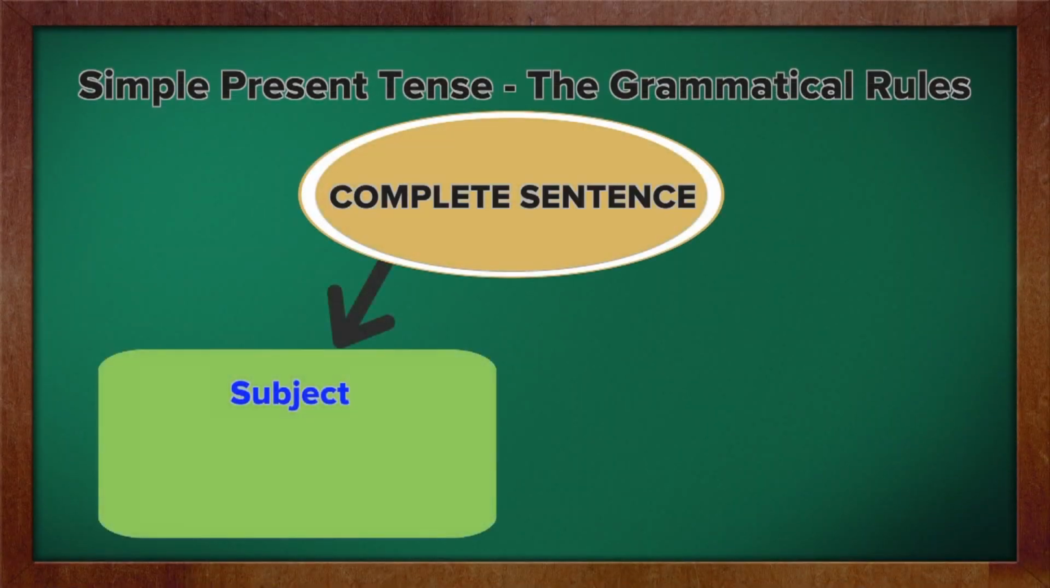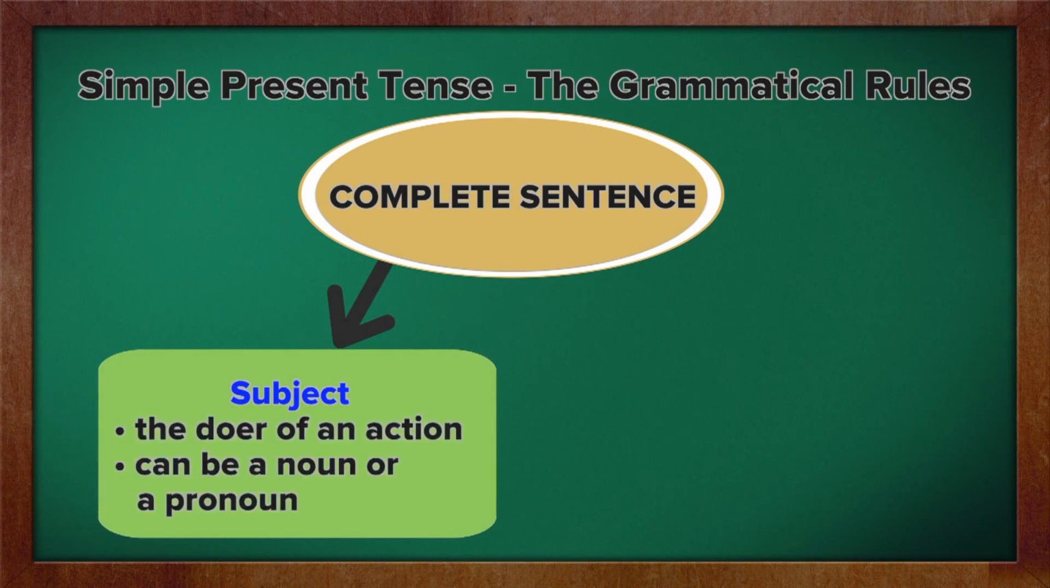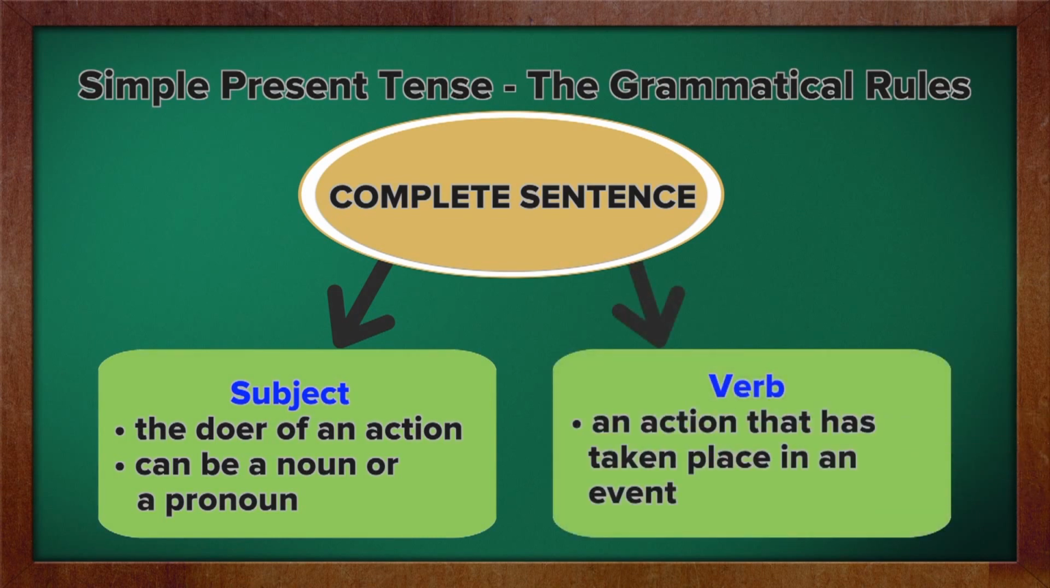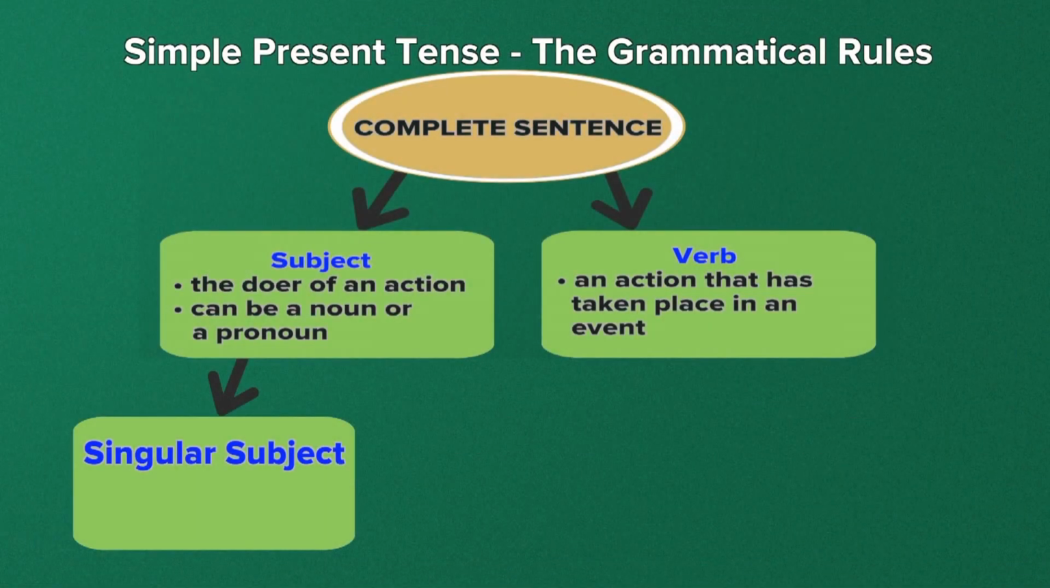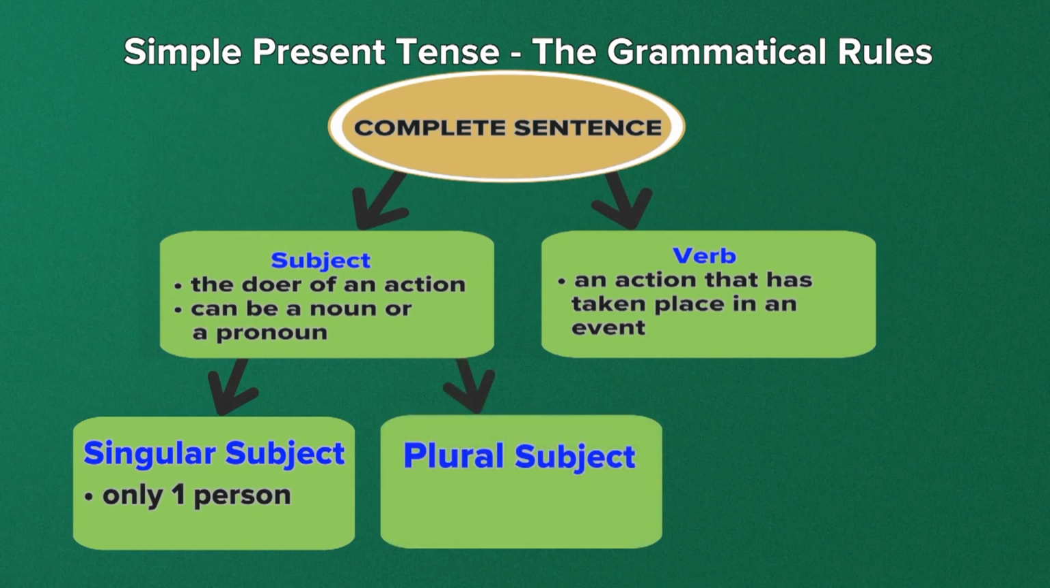To write a complete sentence, we need to have a subject and a verb. The subject is the doer of an action. A subject can either be a noun or a pronoun. A verb, on the other hand, is an action that has taken place in an event. The subject can also be divided into two types, which are singular subject and plural subject. A singular subject means that there is only one person involved in the action, while a plural subject means that there is more than one person involved in the action.